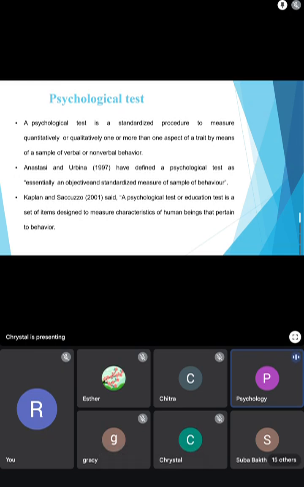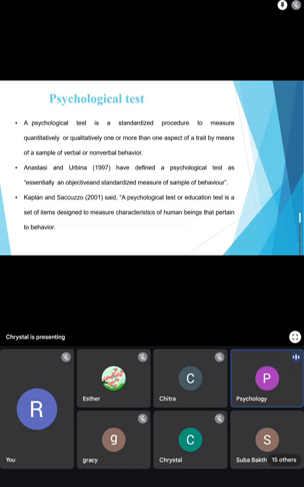So the purpose is twofold. First, it attempts to compare the same individual on two or more traits, two or more behaviors, and second, two or more persons may be compared on the same behavior. Okay, I hope you get it.